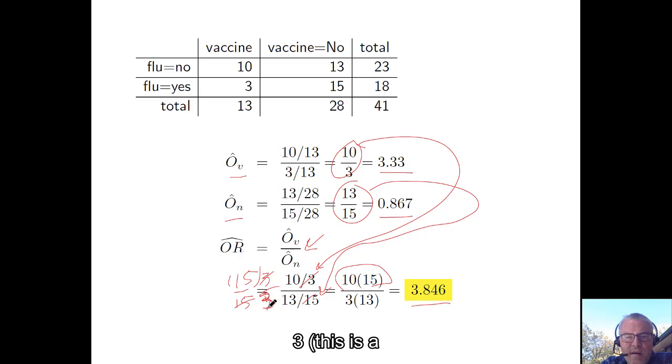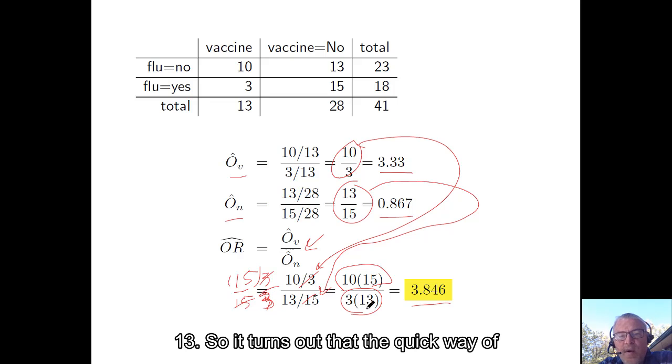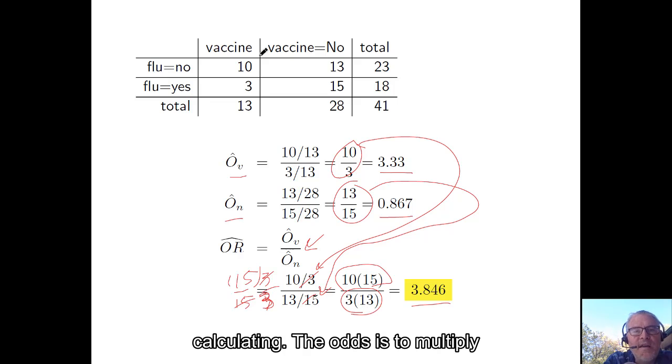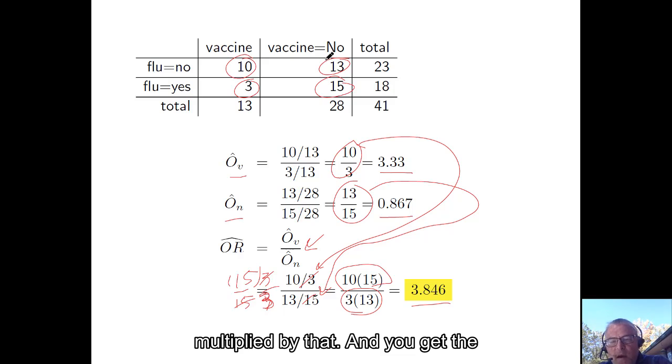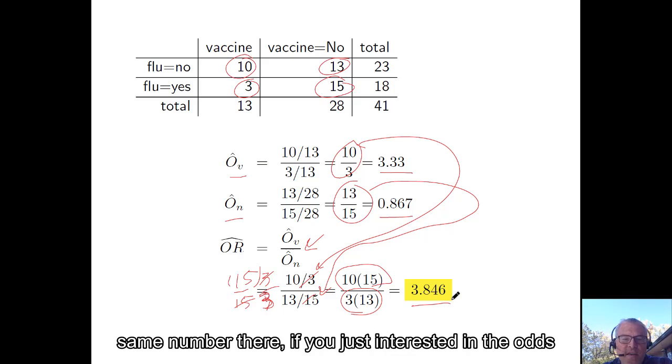And this 3... no, this is a mess, sorry about that. Multiply by 13. So it turns out that the quick way of calculating the odds is to multiply this cell times that cell and divide it by this, multiplied by that. And then you get the same number there, if you're just interested in the odds ratio.